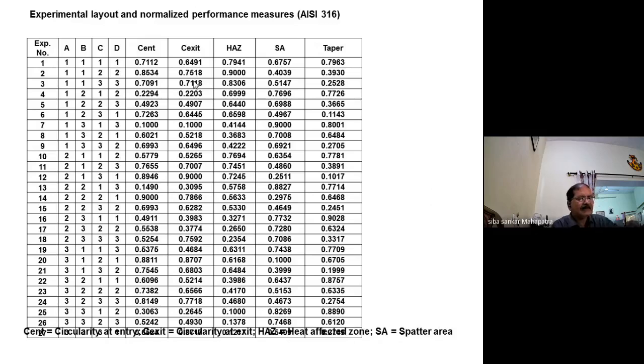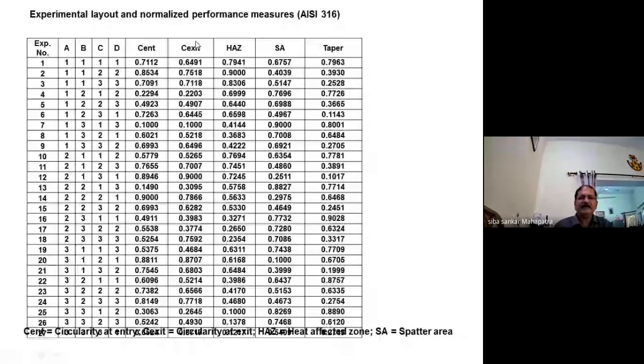Then the outputs that we wanted to generate are the circularity at the entry and at the exit, since it is a through hole. These are two important characteristics, because as the laser goes inside the material, the laser is absorbed by the material, so the power decreases. So at the exit side, we may not have good circularity. So this is the entry side circularity. This is the circularity at the exit.